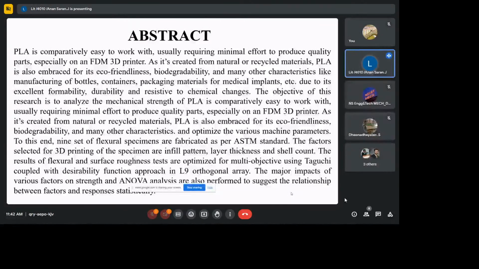Also, that 9 type of material is Taguchi's L9, sir. There are different types of testing: Taguchi's L9, Taguchi's L17, and Taguchi's L27. We are choosing that Taguchi's L9, sir.